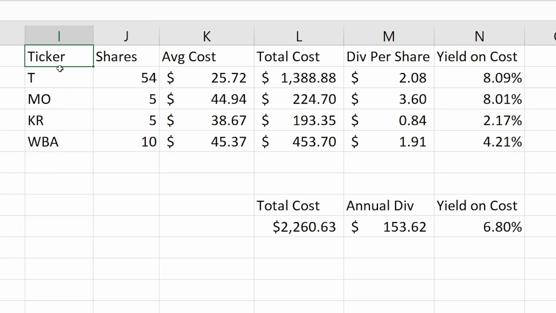Since my last portfolio update, I purchased 54 shares of AT&T at an average cost of $25.72, giving me an 8.09% yield on cost. I bought 5 shares of Altria at an average cost of $44.94, giving me an 8.01% yield on cost. 5 shares of Kroger at an average cost of $38.67, giving me a 2.17% yield on cost. Finally, I bought 10 shares of Walgreens Boots Alliance at an average cost of $45.37, giving me a 4.21% yield on cost. In total, these stocks will add $153.62 to my annual dividend income.